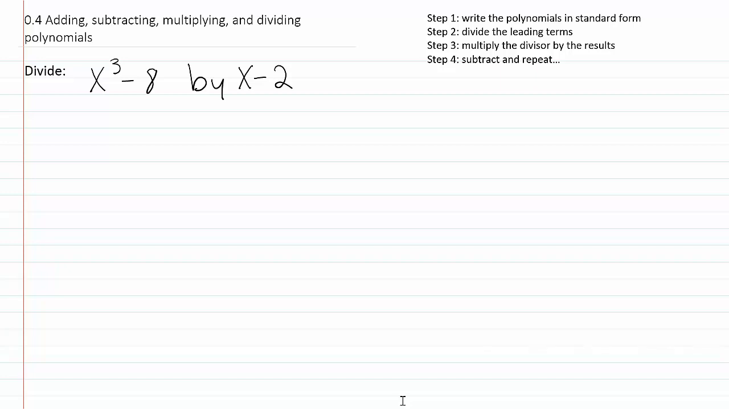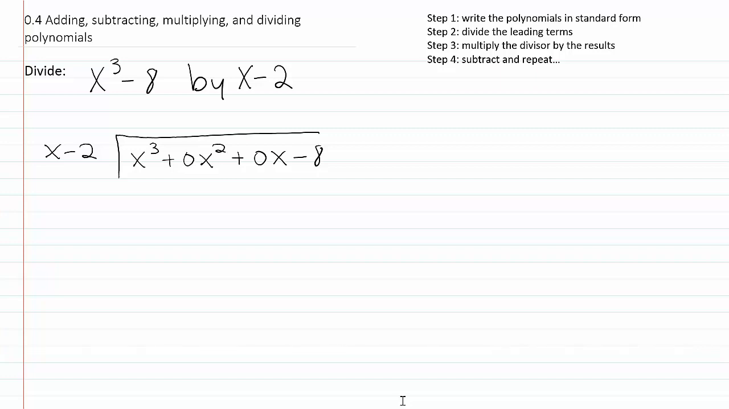All right, in this video, we're dividing these two polynomials. So I'm going to start out by writing the divisor x minus 2 down. And then under the division symbol, I'm going to put x to the third plus 0x squared plus 0x minus 8. So I've added these two dummy terms, 0x squared and 0x, to help us as we do the division process.